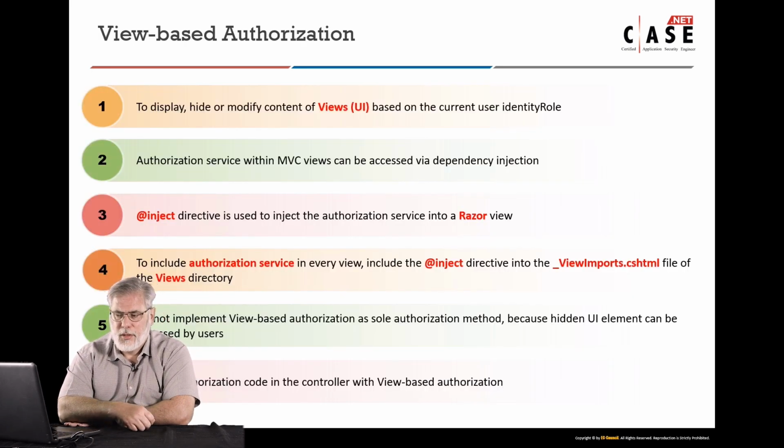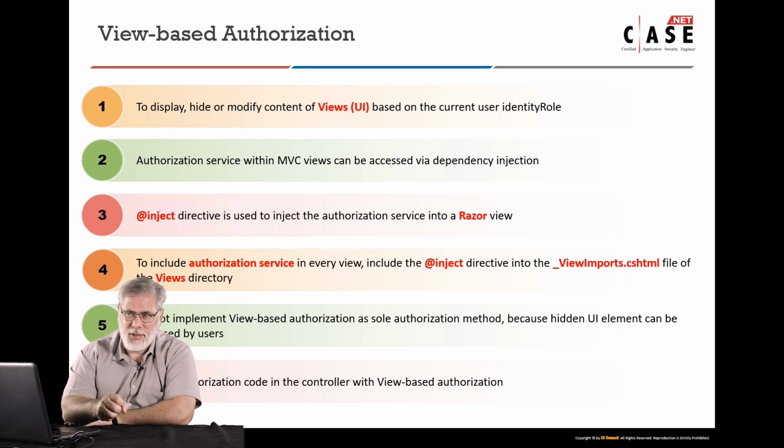View-based authorization. We want to display, hide, or modify content based on the current user. Now this is one I really like because in any sort of application, particularly web applications, users may have access to some resources and not others. I'd prefer not to even let them see things they shouldn't look at. Instead of disabling something or letting them see a grayed out screen, I just don't let them see it. View-based authorization lets you do that.